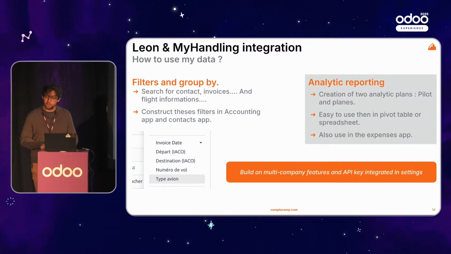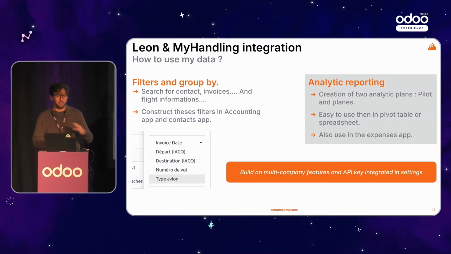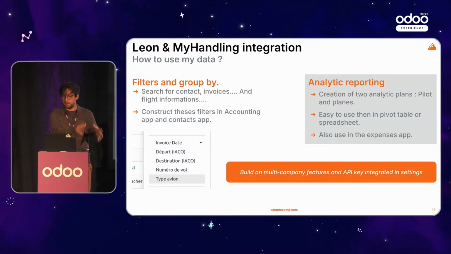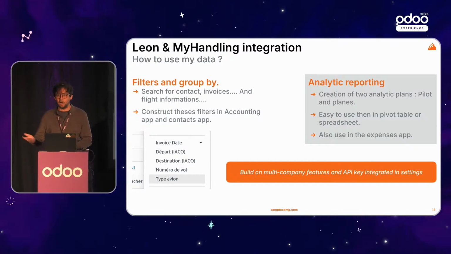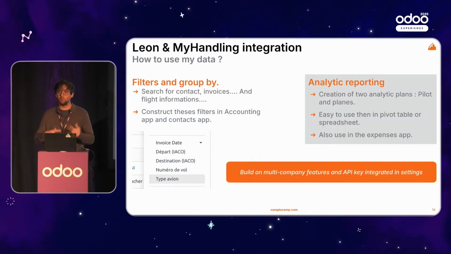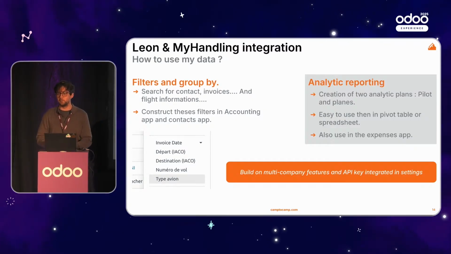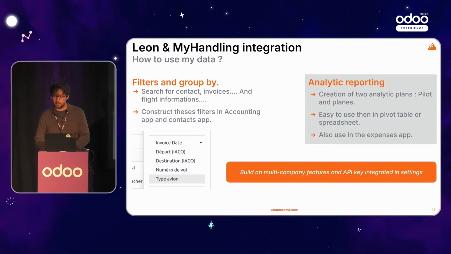That was one major pain point of my customer: they had to copy-paste information from Winbiz, their accounting software, Leon and MyHandling, bringing everything back in Excel, and spending hours and hours building some reporting. Now everything is embedded in Odoo directly, and they can build customer reports, like once a month they send customers automatic reports that say which flights they took, what amount they're going to pay, these kinds of things. And they can also build a pivot table and spreadsheet.